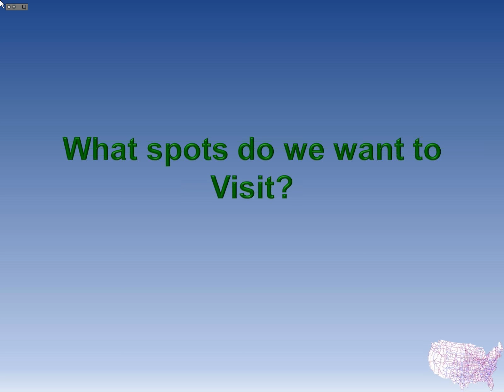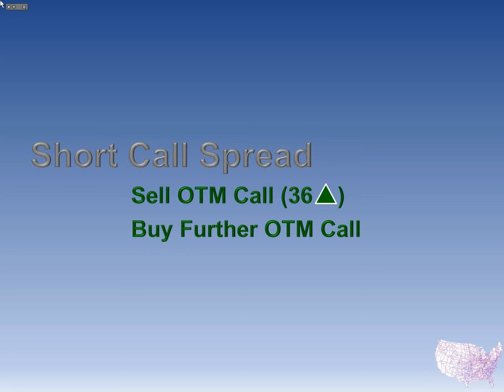We're grabbing a hotel and all of those things. Well, same thing with an option strategy. We need to know our spots that we're going to hit along the way. So we're going to start out by selling a 36 delta call.